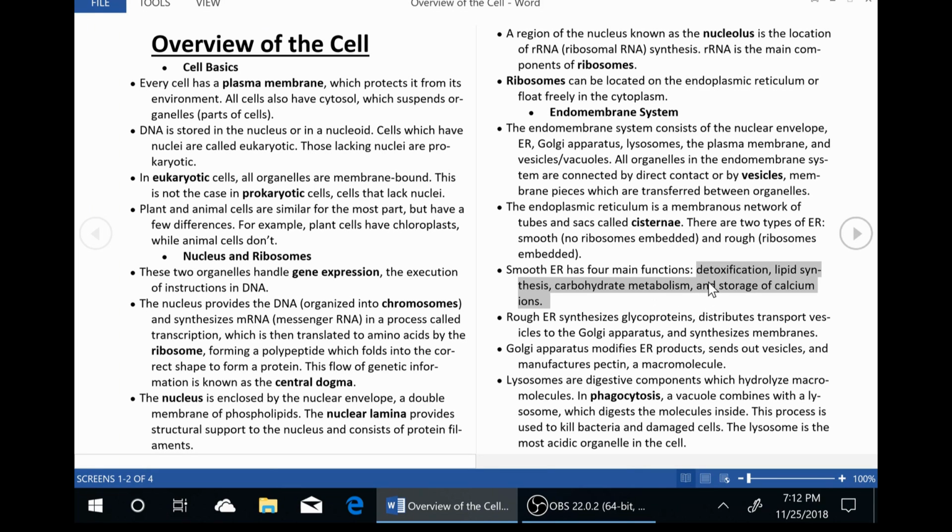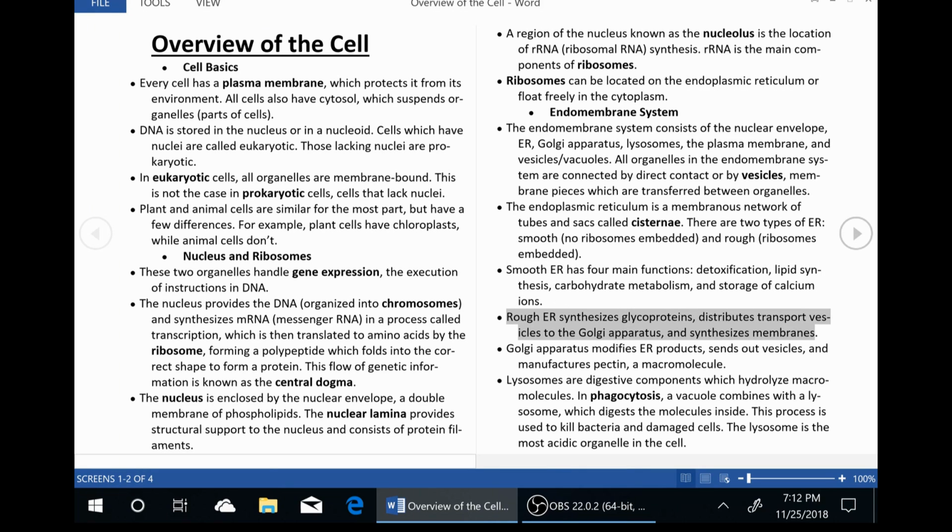And so with the calcium ions, we see that lots of muscle cells tend to have lots of smooth ER because, as you'll learn later, muscle contraction requires calcium ions, as do various other processes. So oftentimes the location of the cell and the function of the cell influences what types of organelles it has.